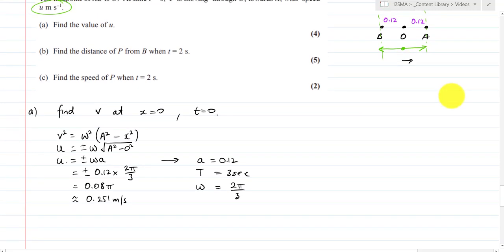So it doesn't really matter, but let's say that we just make it positive to make life a bit easier. So now we're going to talk about part B. I'll do part B over here. Find the distance of P from B when time equals 2 seconds.